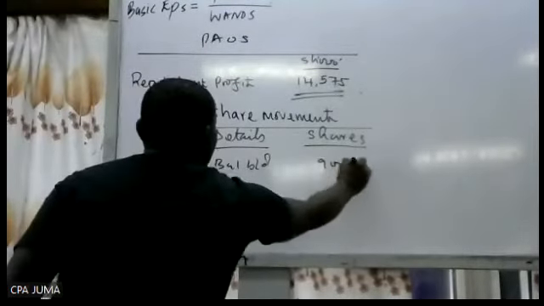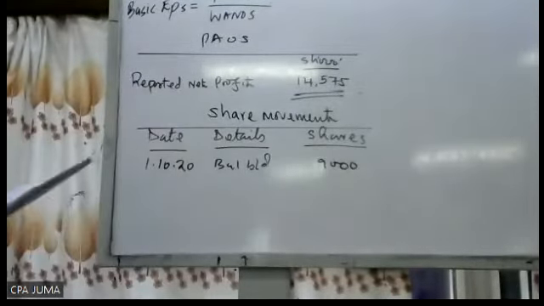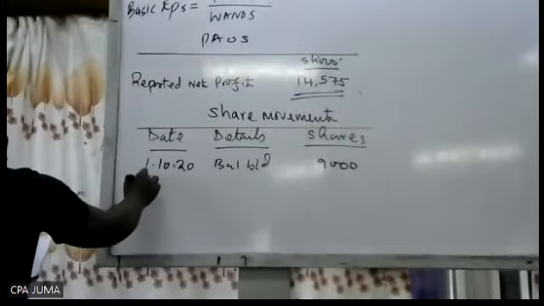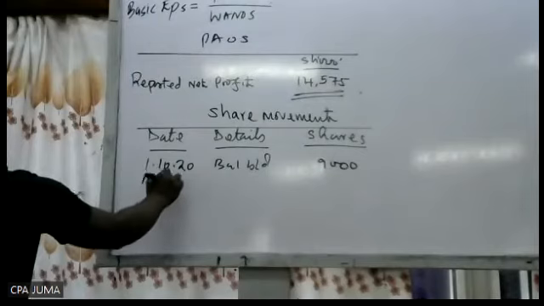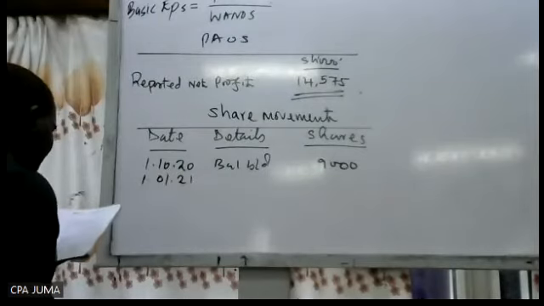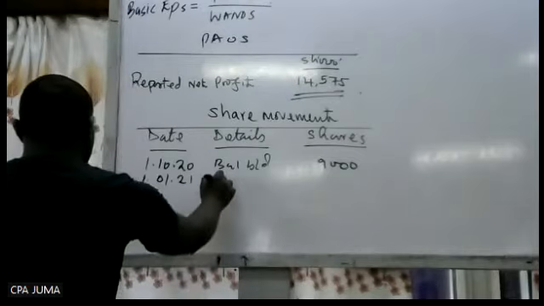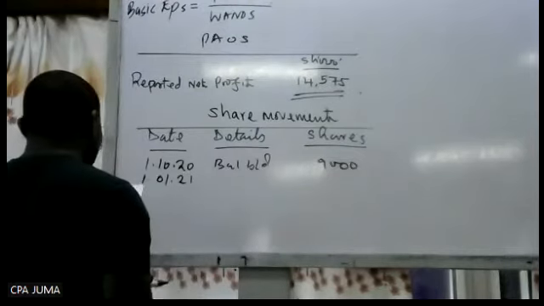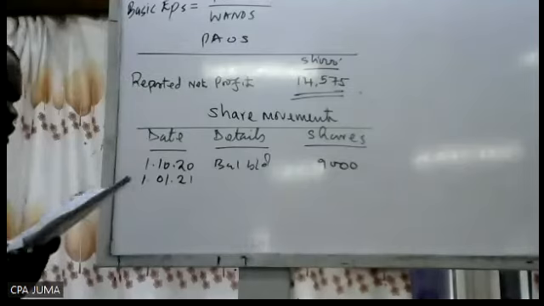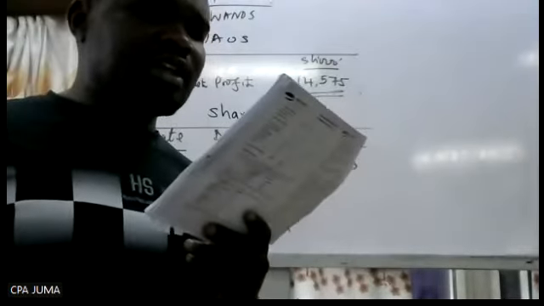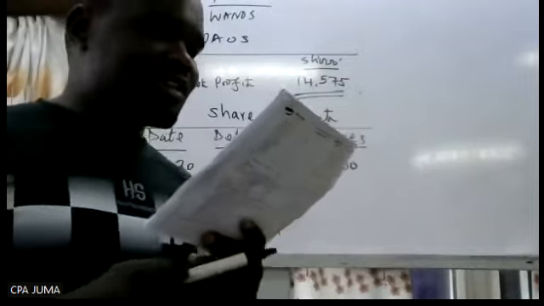So 9,000. Continue. Now go to the notes. Note 1. On 1st January 2021, we are still within the year. What happened? The company issued, in a rights issue, 1.8 million ordinary shares in a 1 for 5.